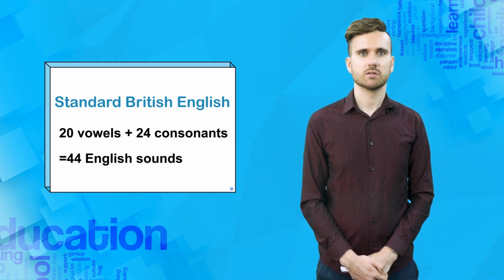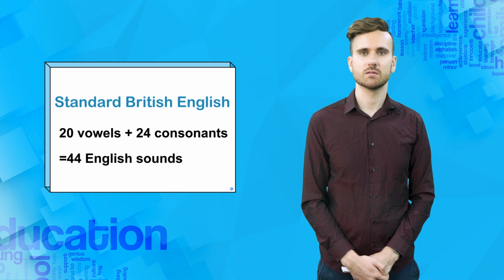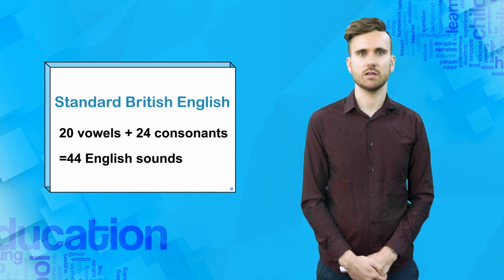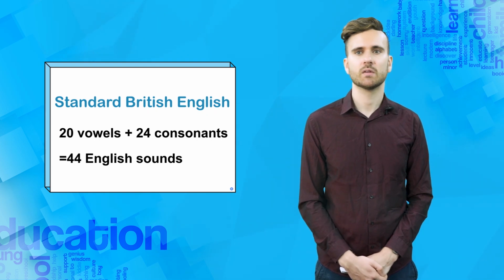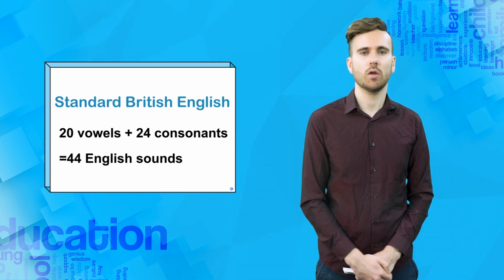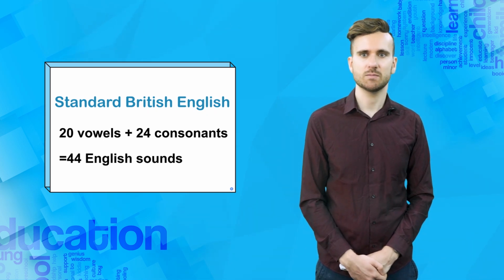There are 20 vowels and 24 consonants in standard British English. This gives us 44 sounds in English. With only 26 letters to represent them in English spelling, you can again see that there cannot possibly be a one-to-one relationship between English spelling and English pronunciation.